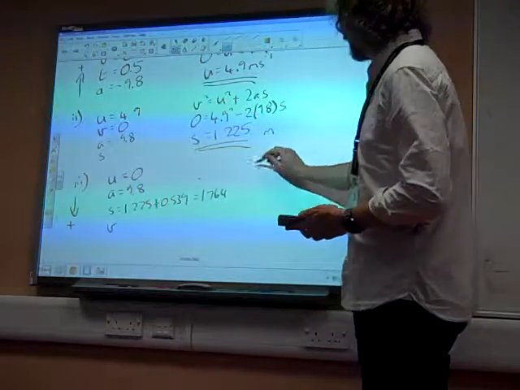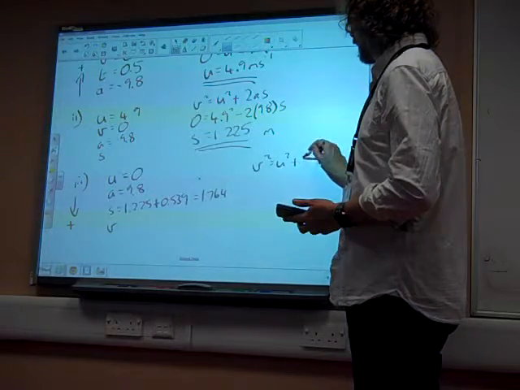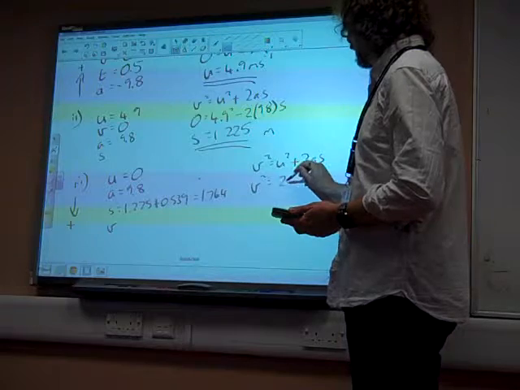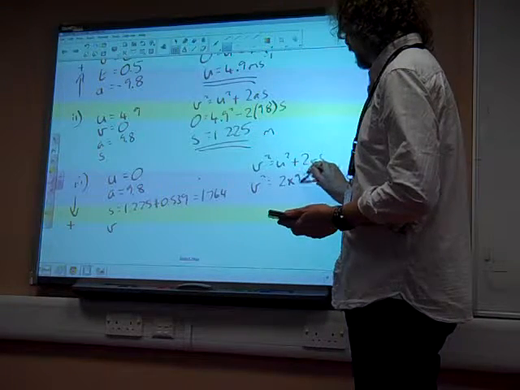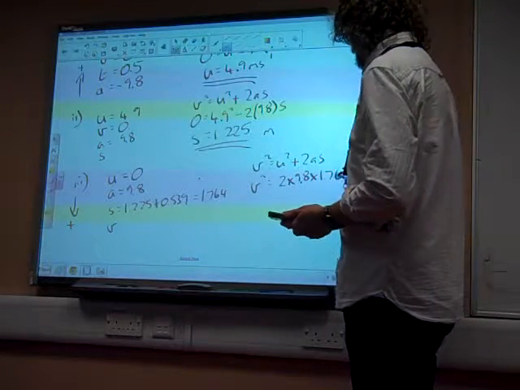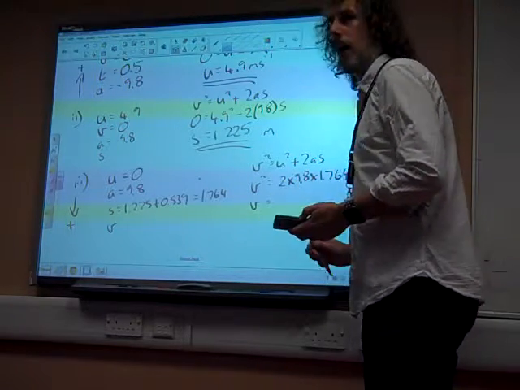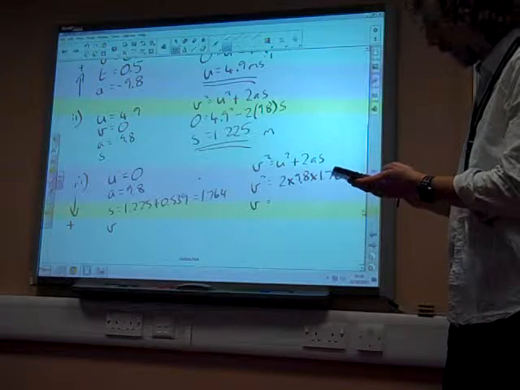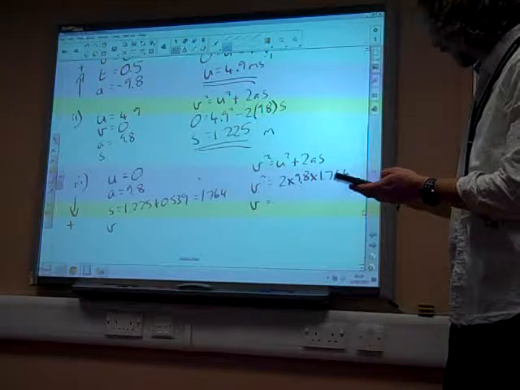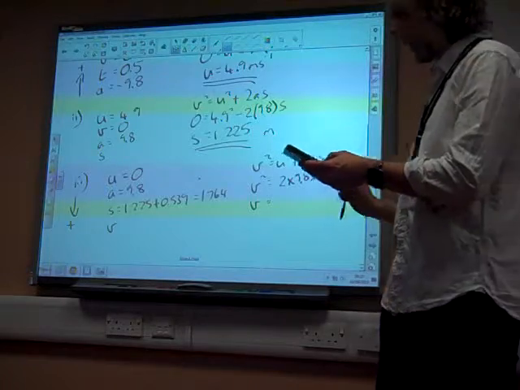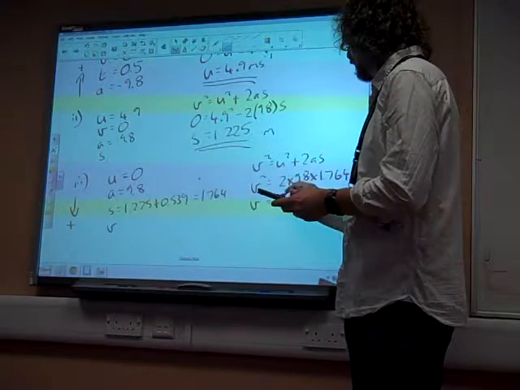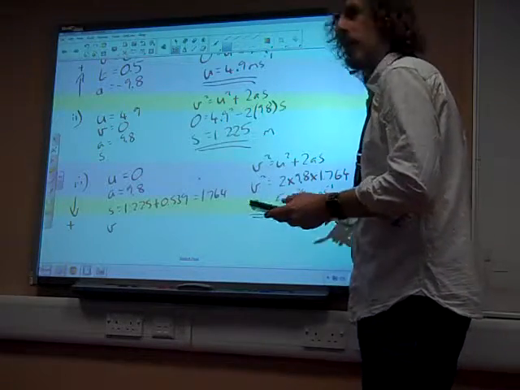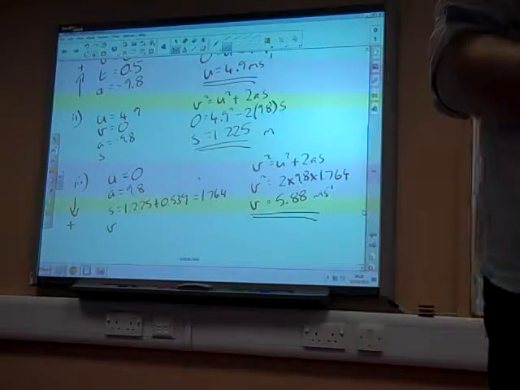That is 1.764. So we're going to use again V squared is U squared plus 2AS. So we're going to have V squared is 0 plus 2 times 9.8 times 1.764. And V is the square root of that. So I'm going to do the square root of 2 times 9.8 times 1.764, which gives me an answer of 5.88 metres per second. There we go.